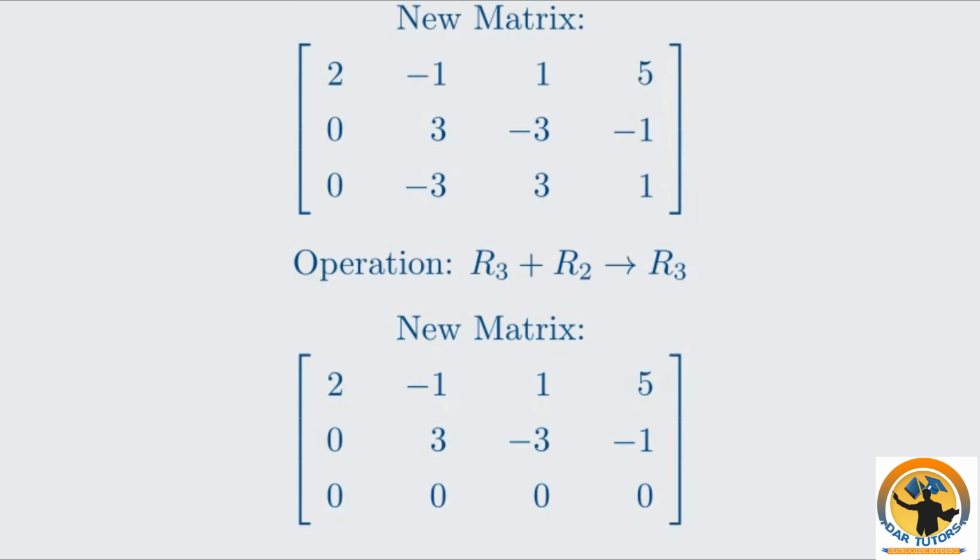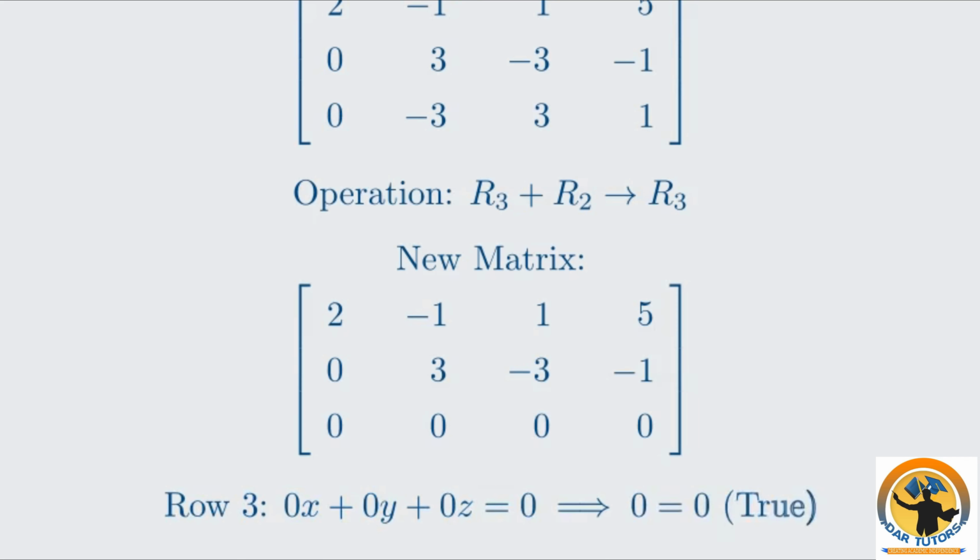Let's interpret this result. The third row corresponds to the equation 0 equals 0. This is a true statement, but it provides no information about the variables. It indicates that the third equation was a linear combination of the first two, meaning it was redundant. We are left with two independent equations and three unknowns, which will lead to infinitely many solutions. To find these solutions, we introduce a parameter.